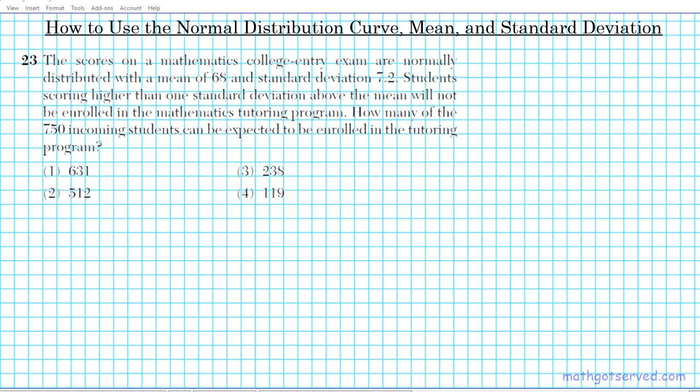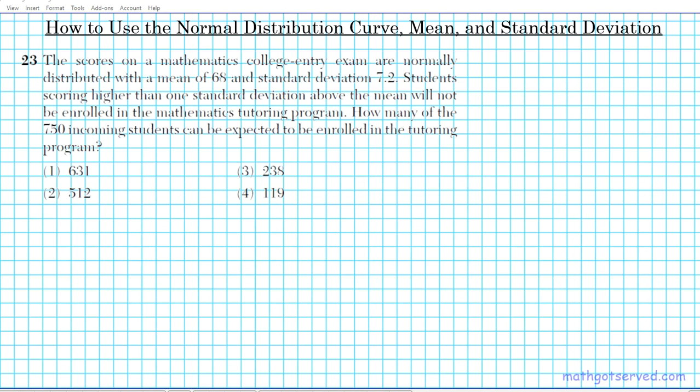Question 23 reads, the scores on a mathematics college entry exam are normally distributed with a mean of 68 and a standard deviation of 7.2. Students scoring higher than one standard deviation above the mean will not be enrolled in the mathematics tutoring program. How many of the 750 incoming students can be expected to be enrolled in the tutoring program?